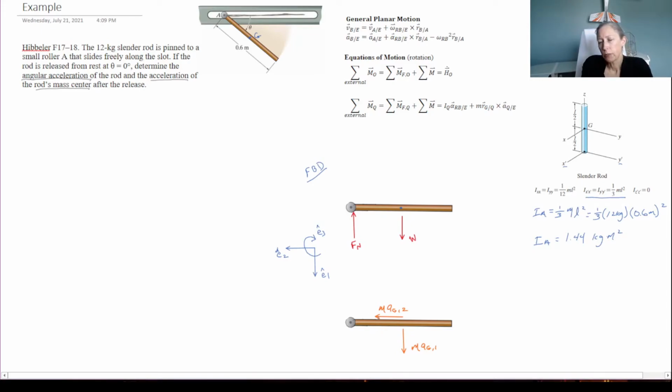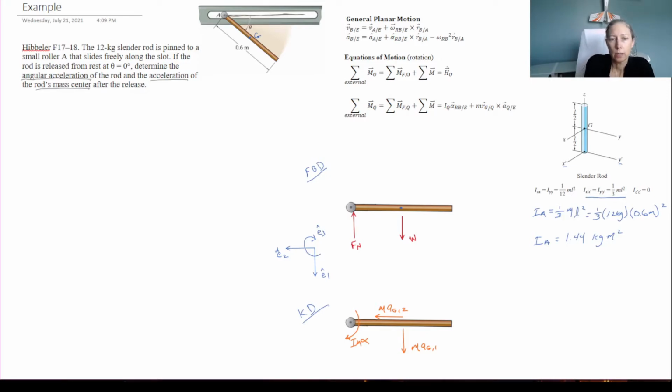And then I'm going to have a rotation, and so I want to represent my alpha, my angular acceleration, and it's going to be in this clockwise direction as well, right? So this is going to be IA alpha, because I'm working with point A. Okay, and I should have said this is my kinetic diagram down here. All right, good. All right, so next step, equations of motion.